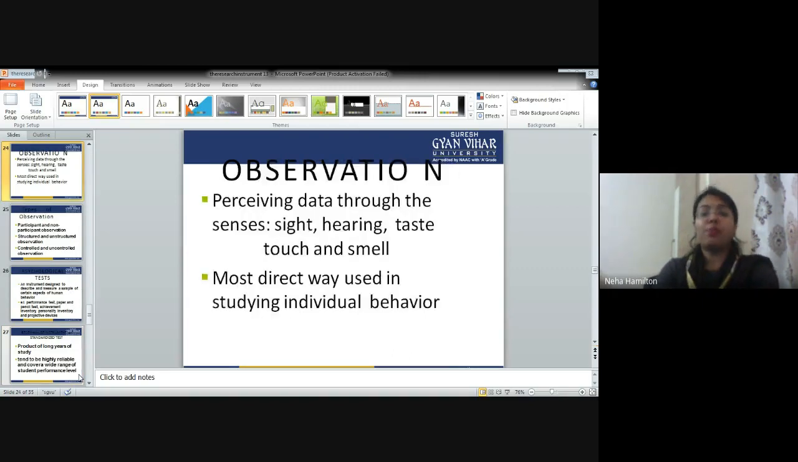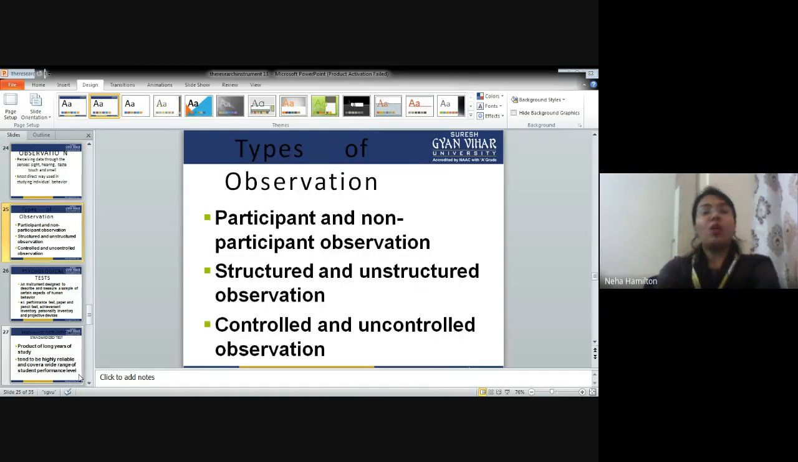Then we have observation. In observation, we are perceiving data through the senses: through sight, hearing, taste, touch, and smell, right? The most direct way used in studying individual behavior is observation. Now we have types of observation: participant and non-participant observation, structured and unstructured observation, controlled and uncontrolled observation.